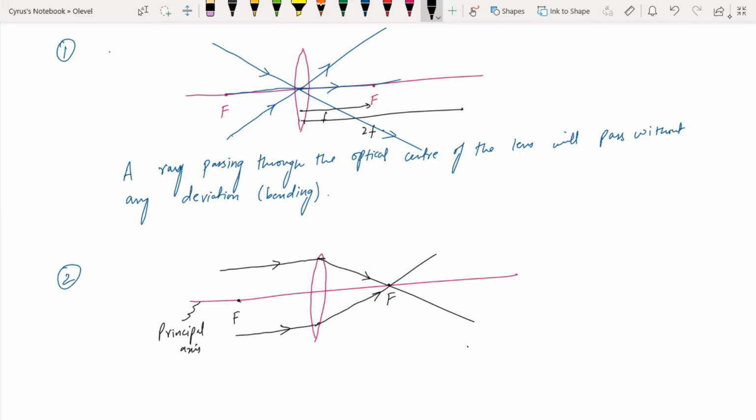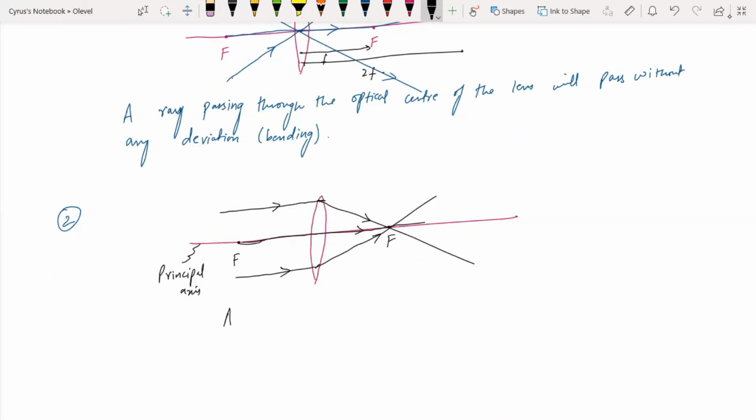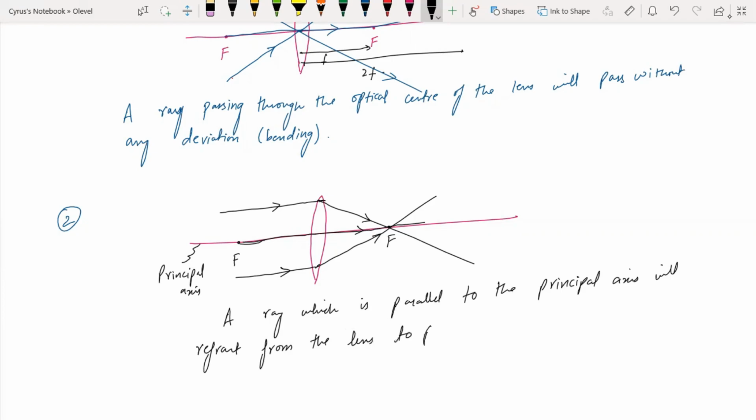And I told you that if a ray is going perfectly straight, it can pass without any bending. A ray which is parallel to the principal axis will refract from the lens to pass through f. We call this rule number 2, as we've discussed. So a ray which is parallel to the principal axis is going to pass like this.